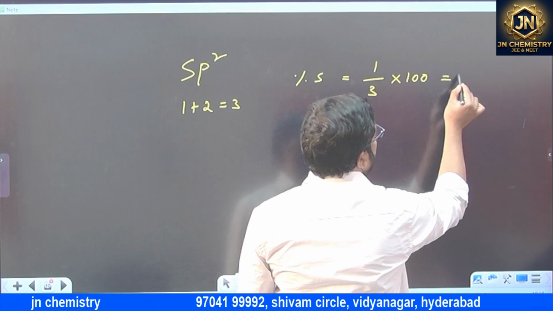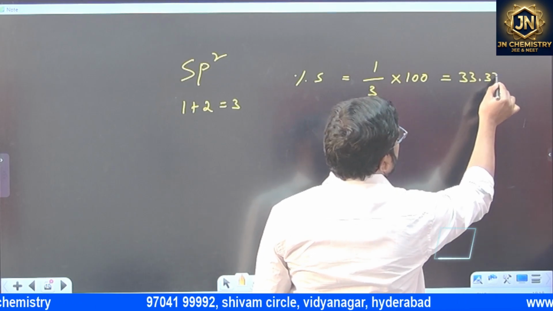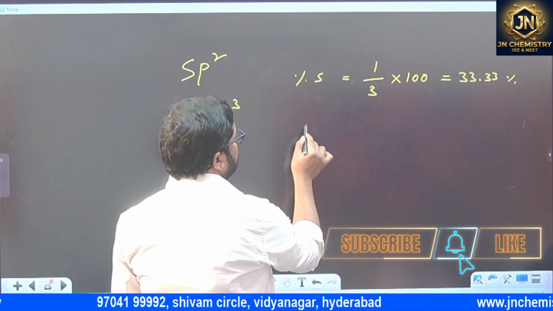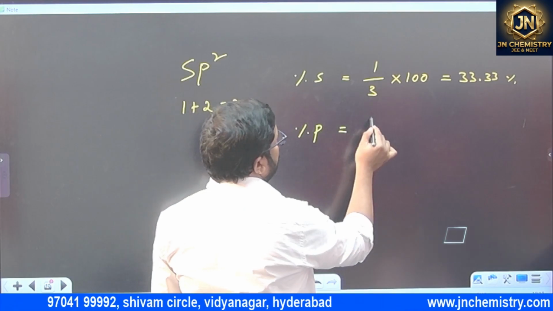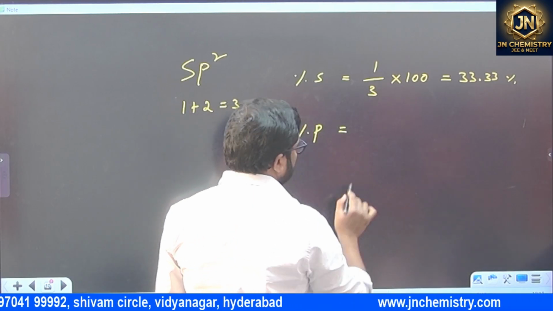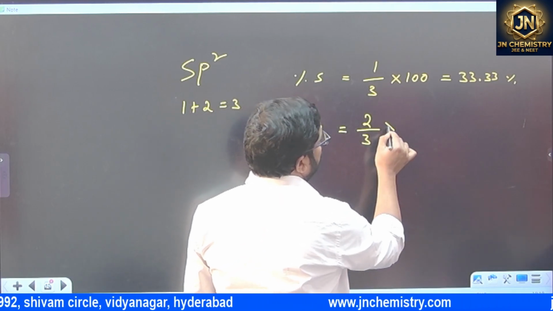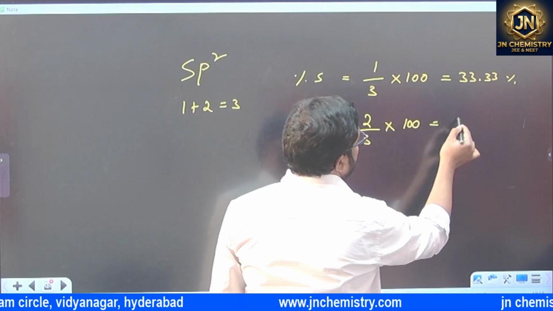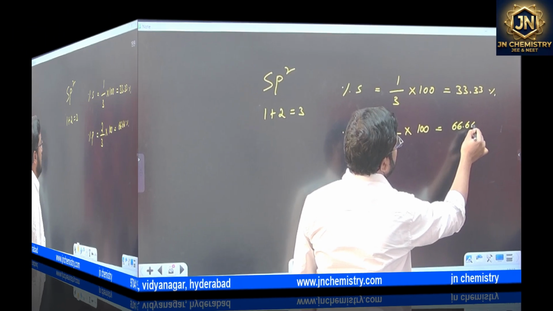You'll get 33.33%. Percentage of P character is 2 by 3 into 100, which is 66.666%.